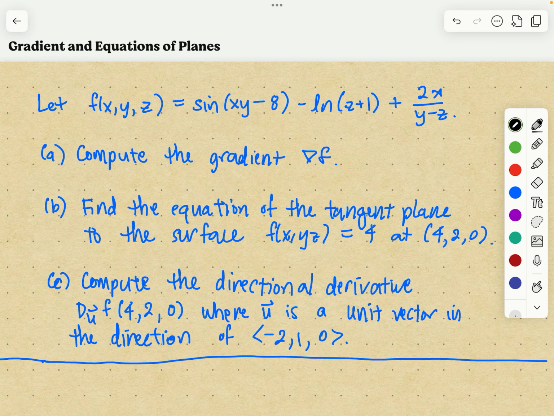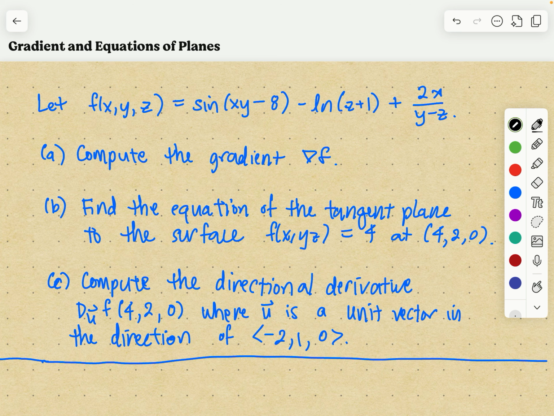In this video, we're going to do this example problem. It says, let f(x,y,z) equal sine of (xy minus 8) minus the natural log of (z plus 1) plus 2x over (y minus z). Part A says compute the gradient of f.